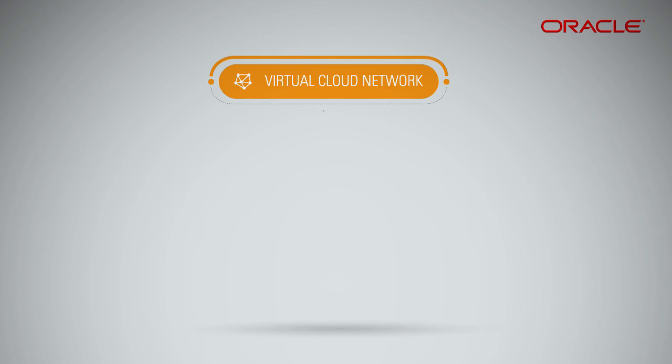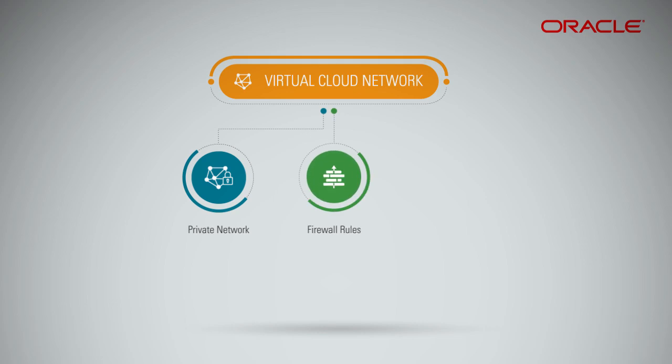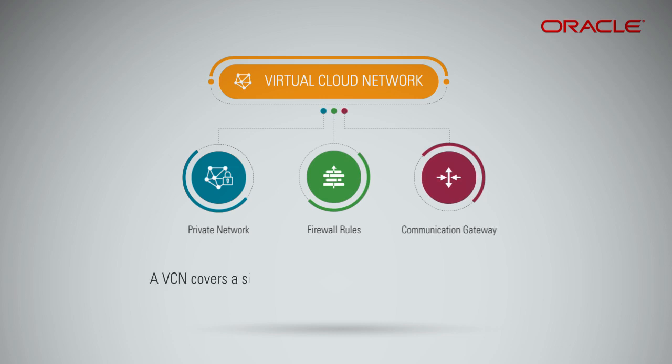In principle, the VCN is your virtual data center in the cloud. It is a private network that you set up in the Oracle data centers with firewall rules, routing policies, and specific types of communication gateways. A VCN covers a single contiguous IPv4 CIDR block of your choice.